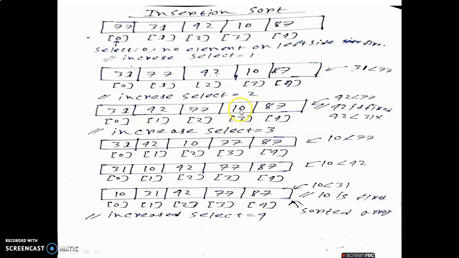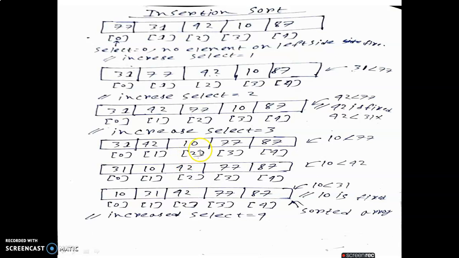10. Now compare with the left hand side elements. Compare with 77. Is 10 less than 77? Yes. The condition is true, so swap. 10 goes here and 77 goes there. After the update the array becomes 31, 42, 10, 77, 87.